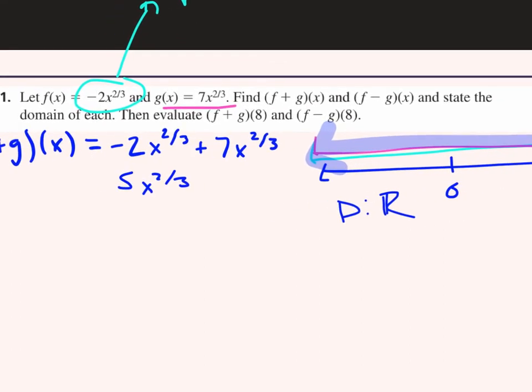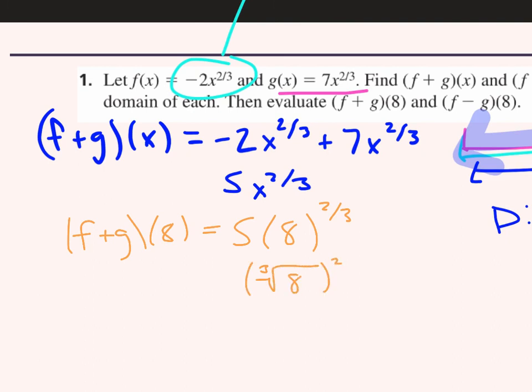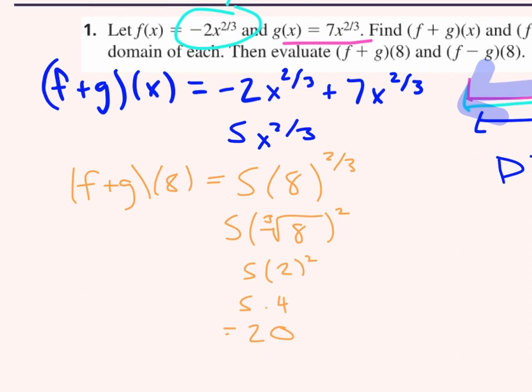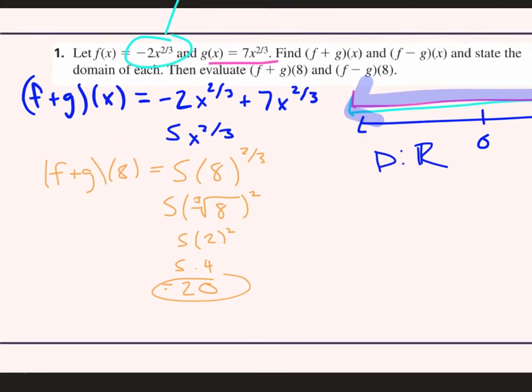So now let's plug in 8. So we have f plus g of 8. So 5 times 8 to the 2/3 power. How do we solve this? What should we do first? Take the cubed root of 8 squared. What's the cubed root of 8? 2. And what's 2 squared? 4. And 4 times 5? 20. So f plus g of 8 is 20. So we took care of everything for f plus g of x.